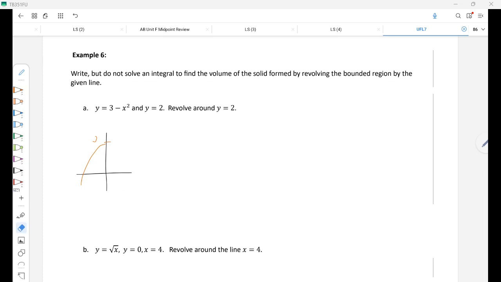Oh man, my right side looked good. My left side looked terrible. A little bit better.